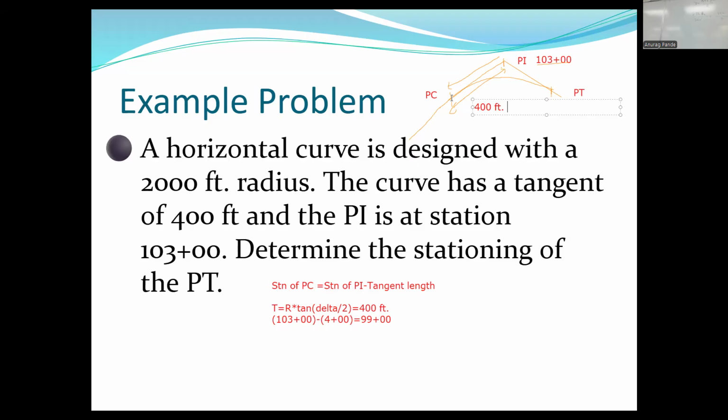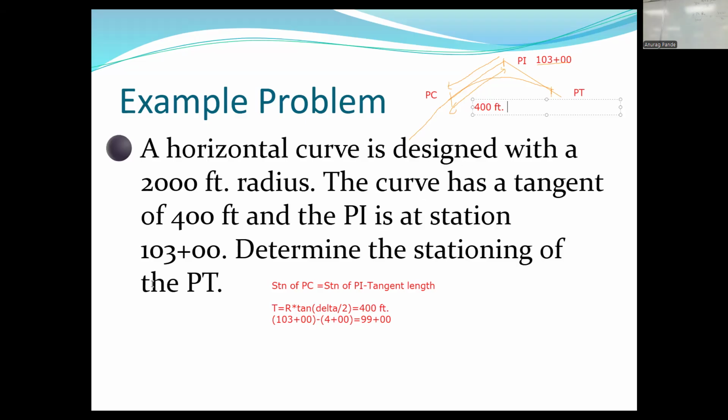Okay. Now you got the stationing of PC. That's good, so that's one answer. But that's not what they're asking though. Determine the stationing of PT is what they're after. So to get to the stationing of PT, you need the stationing of PC, which you just did. Stationing of PC is 99 plus 00. Now, to get to the stationing of PT, what do you need to do? You need to add the length of the curve.